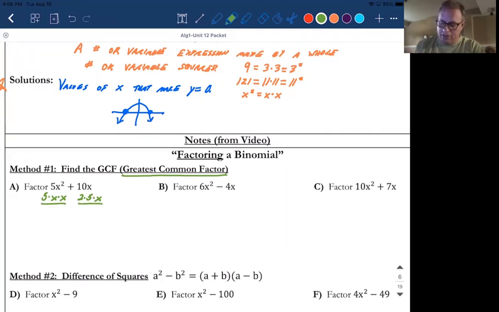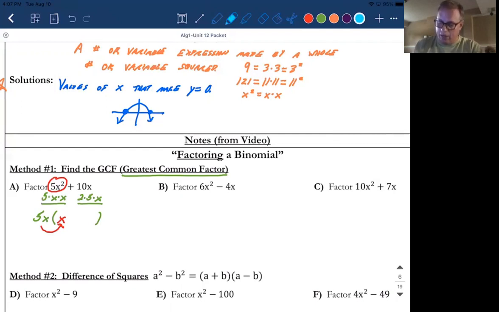So what I'm going to do is pull a 5x out. That's the greatest common factor. Now, I'm going to put a set of parentheses because here's what I have to think of. What can I take 5x times that will give me 5x squared? Well, look right below 5x squared. I need a 5, an x, and an x. Well, right now I have a 5x, so that means I need the other x.